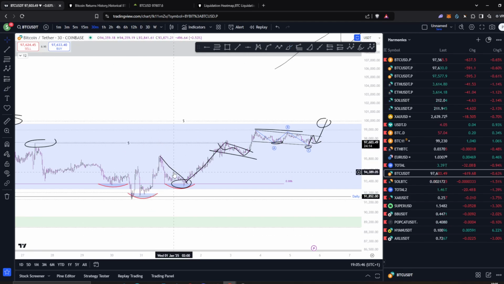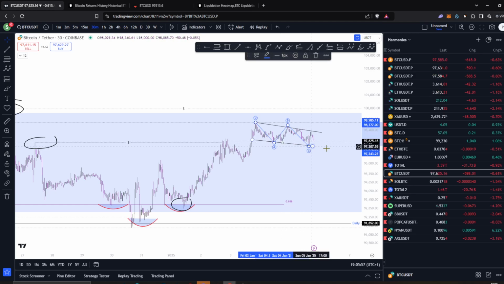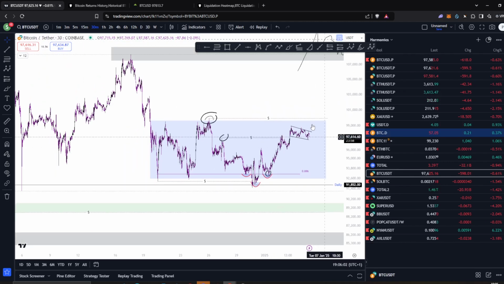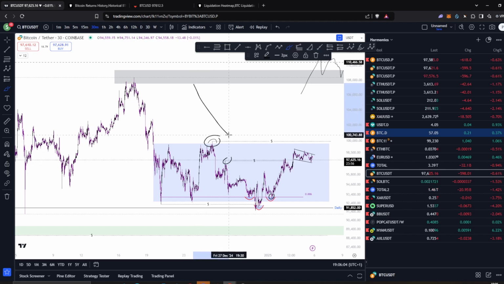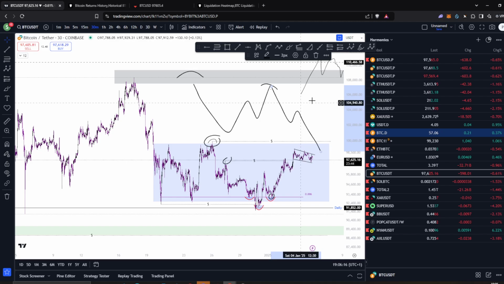Because of this structure back here, we are more likely to see this as a three-wave structure towards the upside. A three-wave structure means most of the time that you are in a corrective move, which means that if your trend is towards the downside, then your correction move is going to be a 1, 2, 3 corrective move towards the upside. You're going to make a lower high, and you're going to start breaking down again. This is your corrective structure.